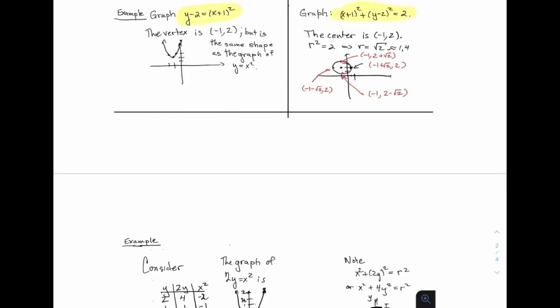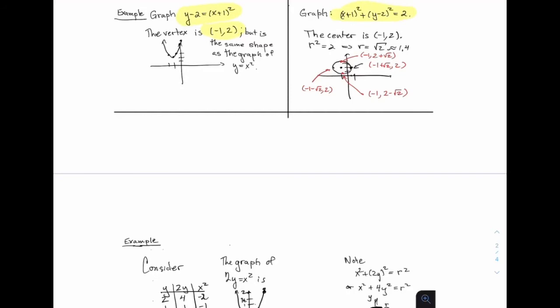Graph these two equations. The left-hand side, we note that 0 equals 0 happens when x is -1 and y is 2. So we shift the parabola over so the vertex is at -1, 2. So we shift it to the left 1 and up 2.